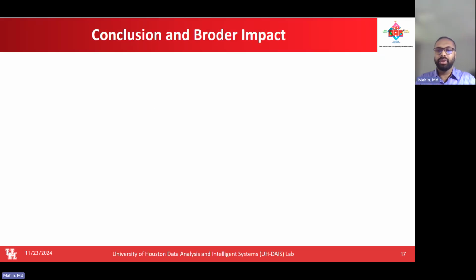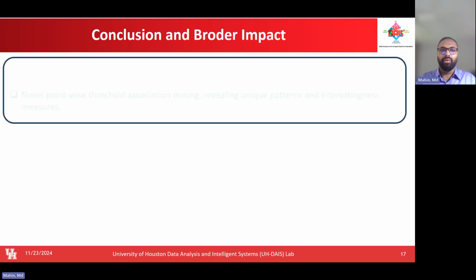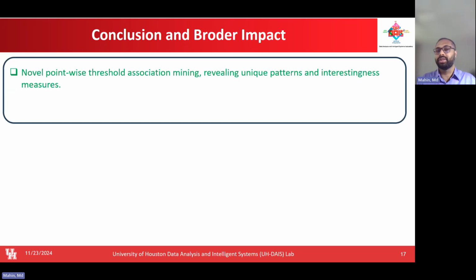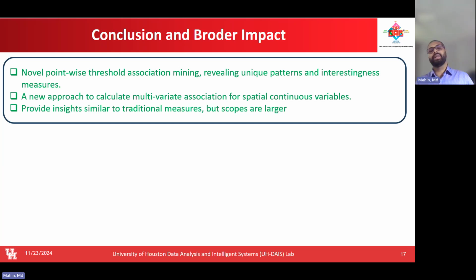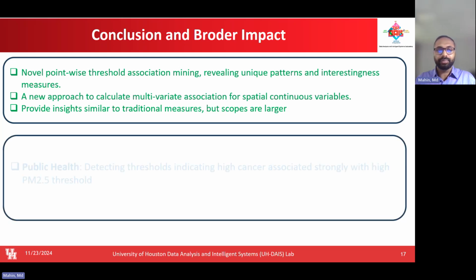So what are the conclusion and broader impact of our work? We are proposing a pointwise function-based association analysis framework that reveals unique patterns and interesting mismeasures. It is a very novel approach to calculating spatial multivariate analysis for continuous variables. It provides insight similar to traditional measures, but its scope is way larger, and it has broader impact.